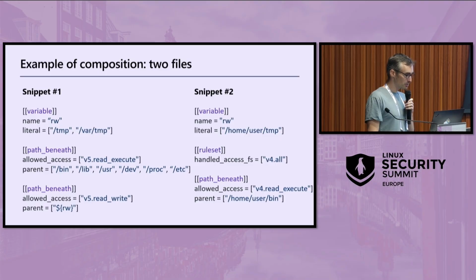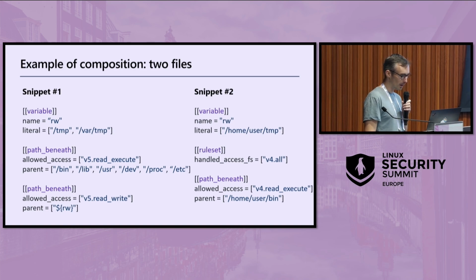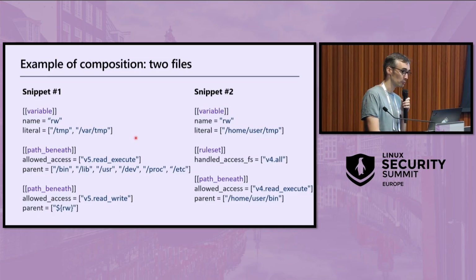So these are 2 TOML configuration files. At the left, called snippet 1, at the right, snippet 2. At the left, we define 2 variables. This one is pretty generic, so it could be provided, for instance, by the system. And the one at the right could be provided by the end user.